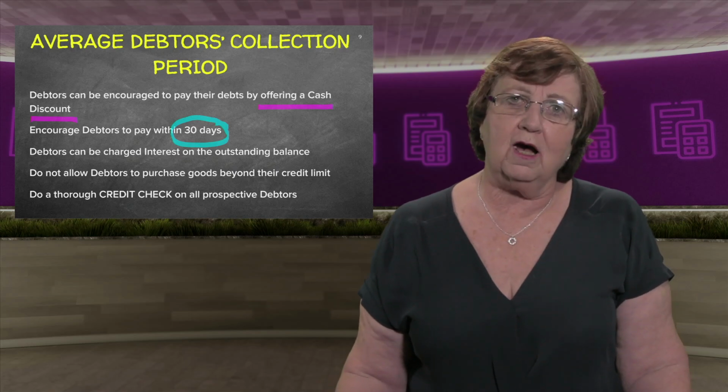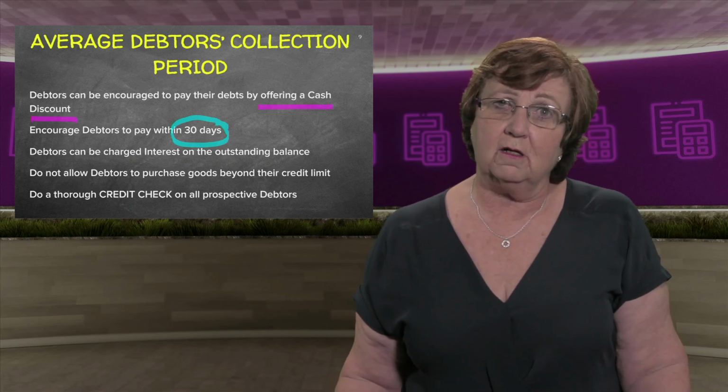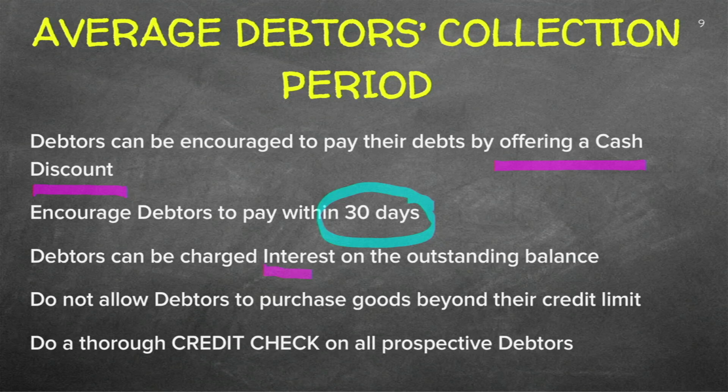On the opposite side to that, I could charge my debtors interest on their overdue accounts. Debtors don't like paying any additional amounts. So we can say to them, if you don't pay within 30 days, we're going to charge interest to your account. We would work on a set percentage rate. We would do the calculation.